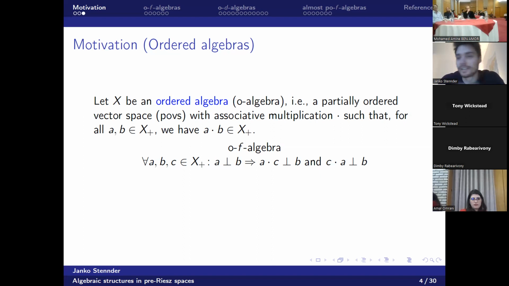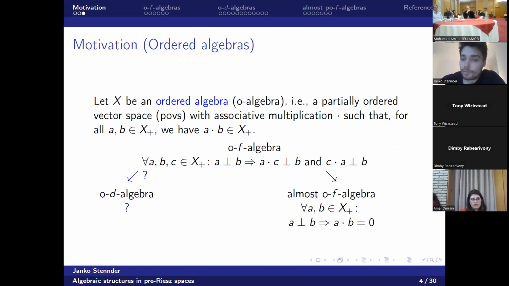But for now, we just put an O in front, and then we know that we are in the partially ordered vector space case. And for almost OF algebras, we can do the same thing. We just take the definition from the vector lattice case and write it down exactly the same. Now the question is, what can we do for an OD algebra?